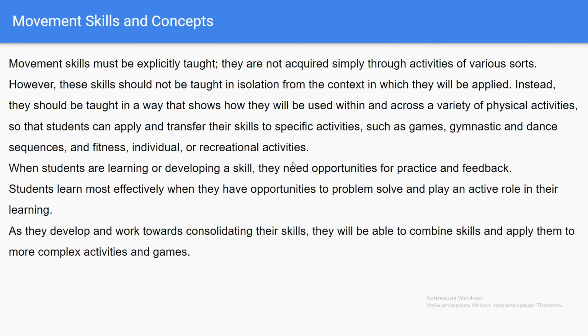Movement skills and concept. Movement skills must be explicitly taught. They are not acquired simply through activities of various sorts. So, skill means that we implement some technique, for example, sport event technique, and use it consciously, and we apply some sort of knowledge, instructions, in order to make it possible to achieve a particular goal. For example, to throw the ball with a particular accuracy.